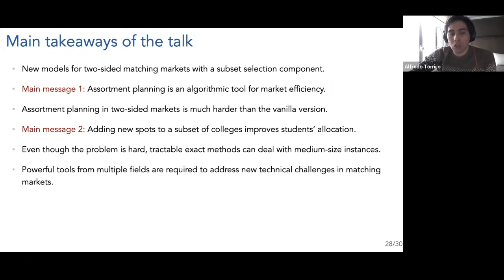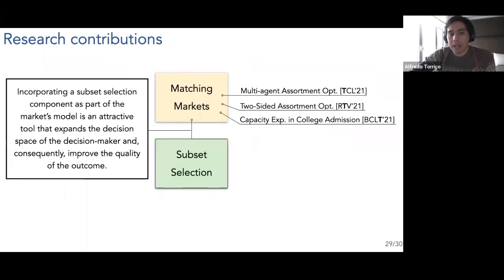I wanted to say that powerful tools from multiple fields are required to address the new technical challenges that appear in these matching markets. And subset selection can serve as an attractive tool that can expand the decision space of the decision maker and consequently improve the quality of the outcome.